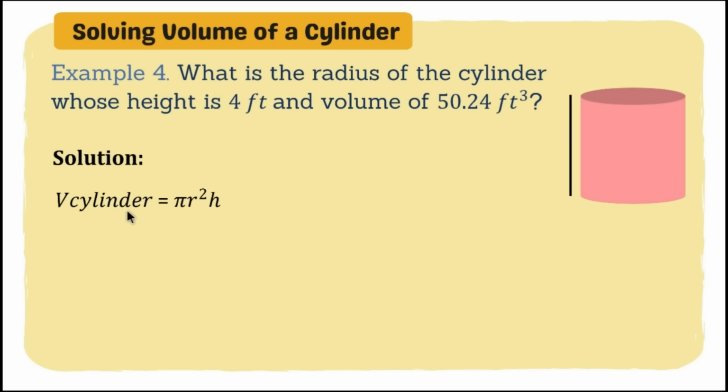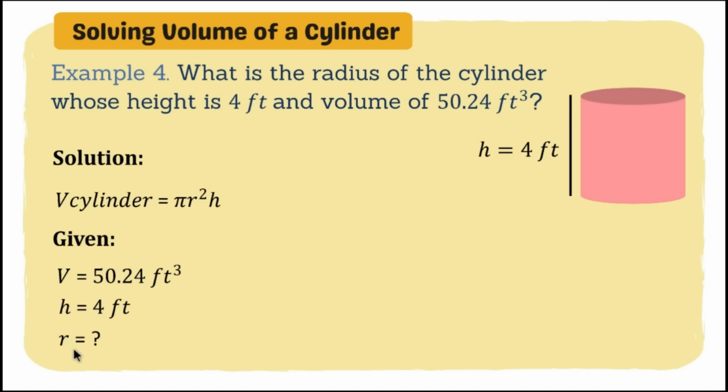So in our solution, can we still use the formula? Yes. Okay, given muna is volume is 50.24 cubic feet. Ang height ay 4 feet. Ang hinahanap ay radius. Okay? So we can still substitute this in the formula. Our volume is 50.24. Our pi is 3.14. Yung radius natin, wala. And then yung height, meron, which is 4 feet.